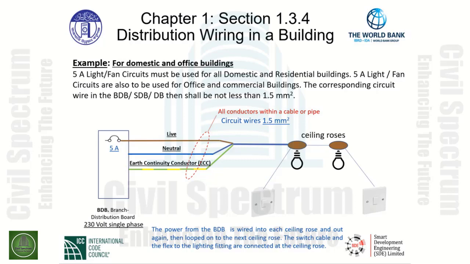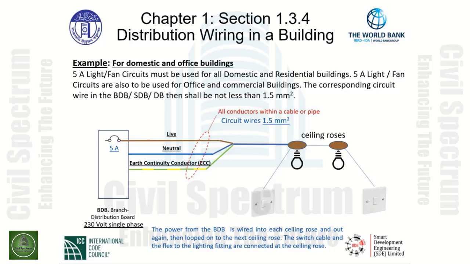We have a circuit breaker in the branch distribution board feeding a branch circuit. There are 3 wires located within a cable or a pipe. We have our live wire that's indicated with the color brown, the neutral wire indicated with the color blue, and our earth continuity conductor, our ECC, which is a yellow and green marking on the insulation. We take that cable, that branch circuit, and feed it into the first ceiling rose.